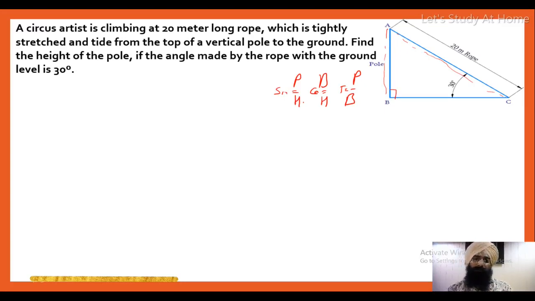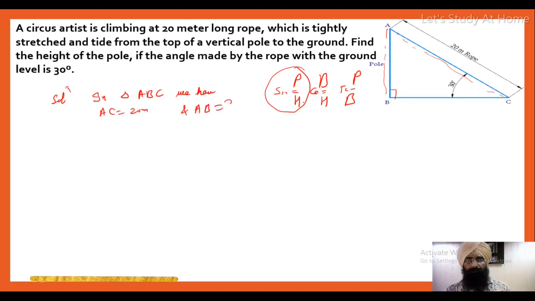Now in this you have observed that perpendicular and hypotenuse are given. So this is the function we will use. To use this function, firstly we will write the solution in triangle ABC. We have AC is equal to 20 meter and AB we want to find.